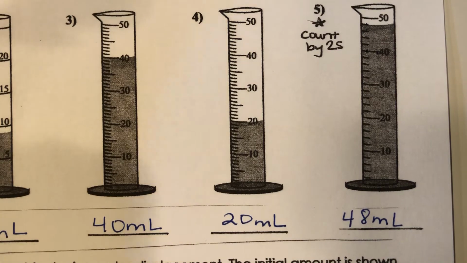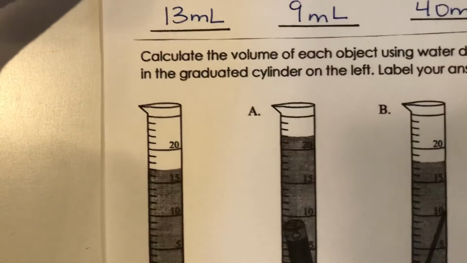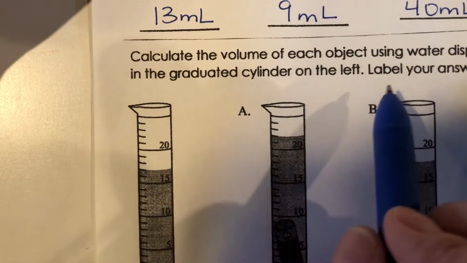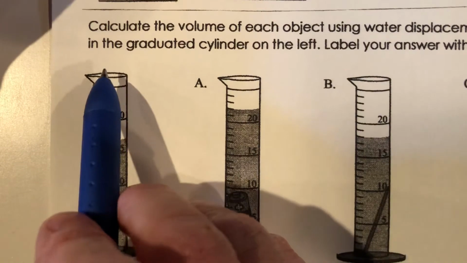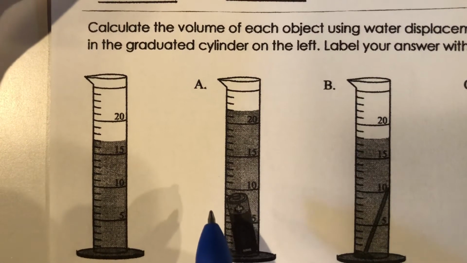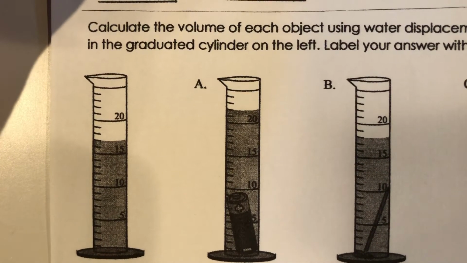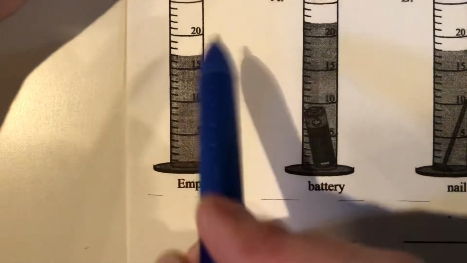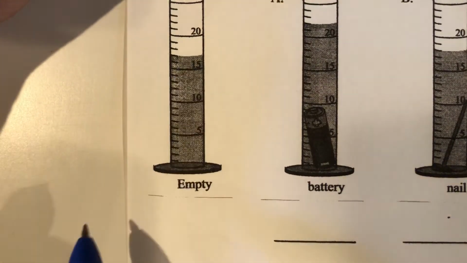Okay, so now let's practice this water displacement business. It says, calculate the volume of each object using water displacement. The initial amount is shown in the graduated cylinder on the left. Label your answer with centimeters cubed, because in volume, that's what you use. You use cubic units. Okay, so this is the initial amount right here that we were talking about, the amount of water that we start with.